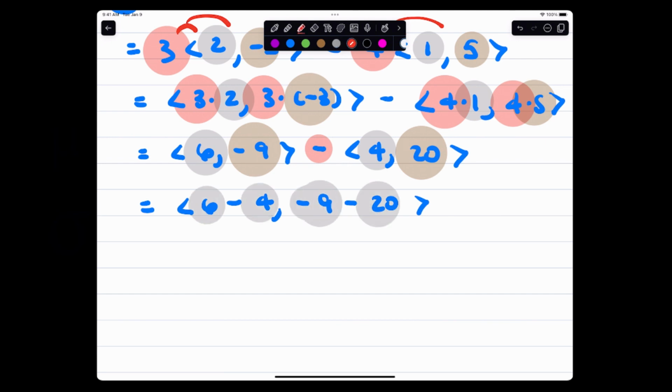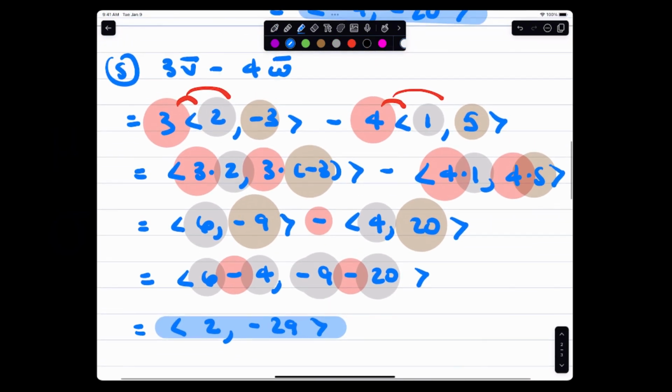Here's your subtraction. Six minus 4 is 2. Negative 9 minus 20 is negative what? 29. So, ladies and gentlemen, here you go. And there it is.